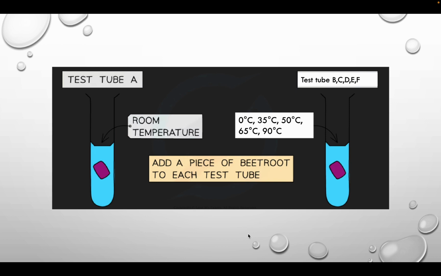So the 6 test tubes are going to be at different temperatures. The first one is 0 degrees, the second one is room temperature, which in our project was 17 degrees. The third one is 35 degrees, the fourth one was 50 degrees, the fifth one was 65 degrees, and the last one was 90 degrees.